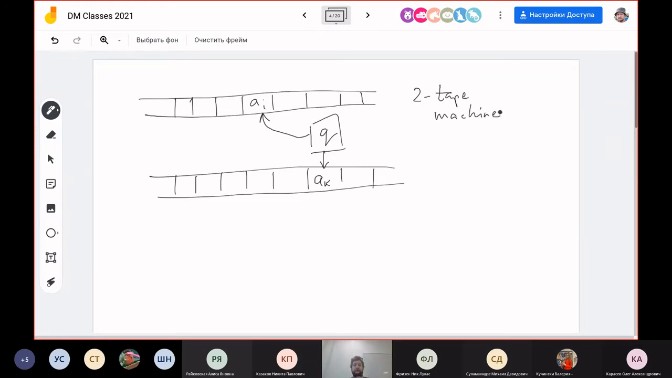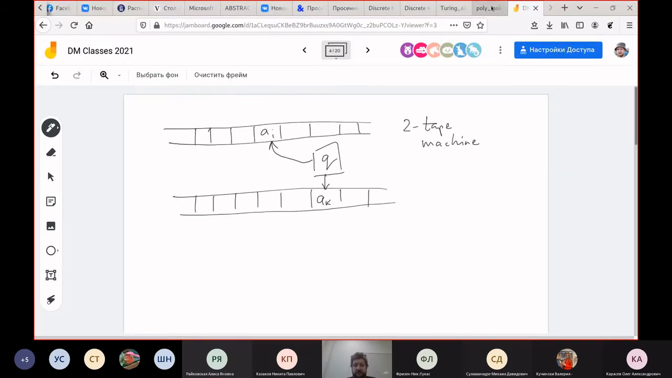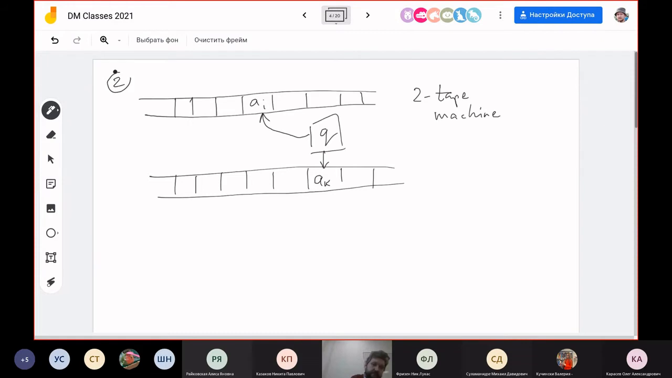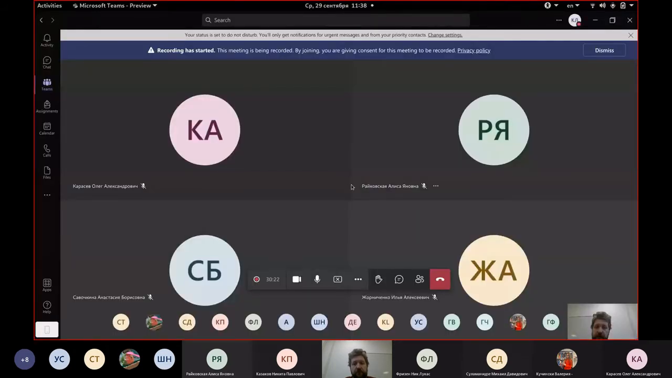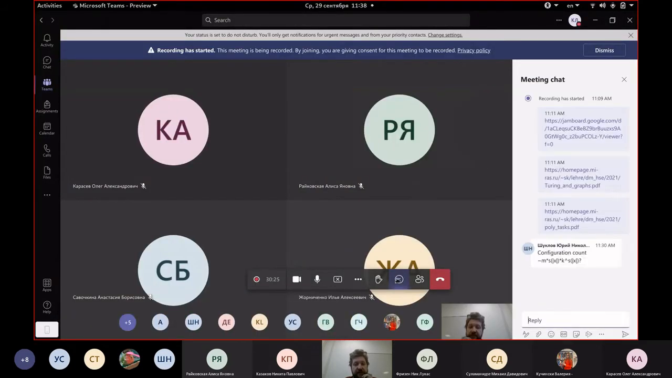How can you emulate this using a one-tape machine? Let's think for some minutes. Again, we have a two-tape machine, which we denoted by M2. And we want to construct a machine denoted by M, which is a one-tape machine, which does the same computation. Does anyone have an idea how to do this? How could we squeeze, say, two tapes into one tape?